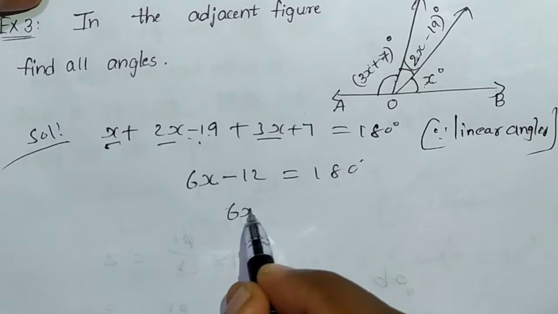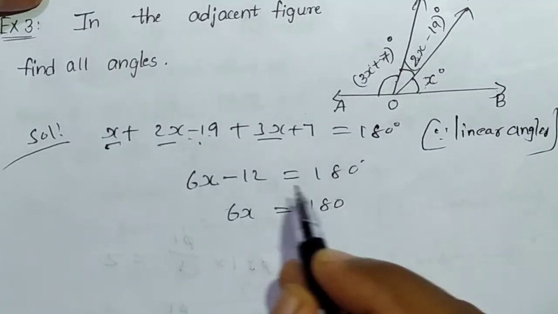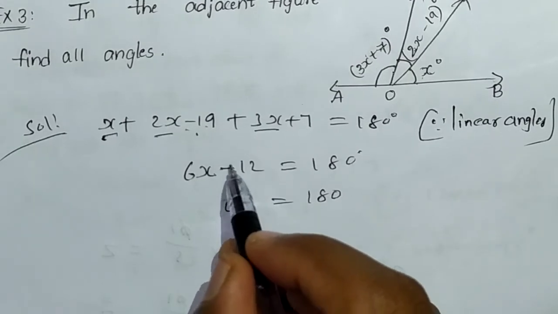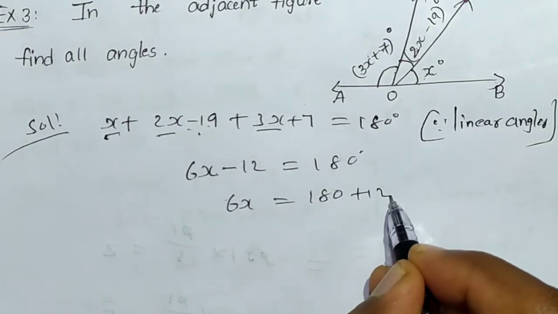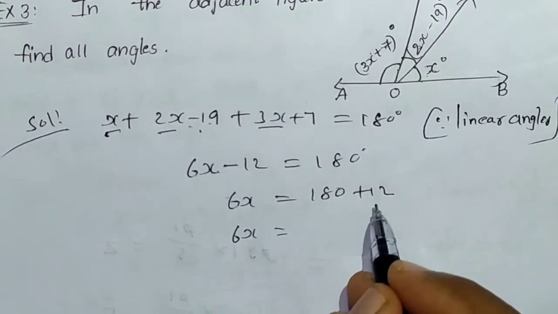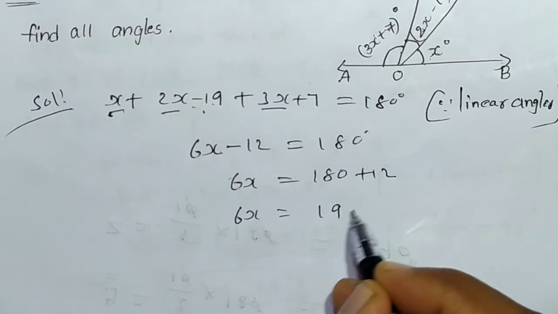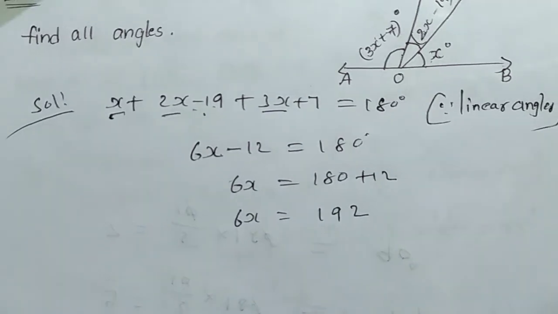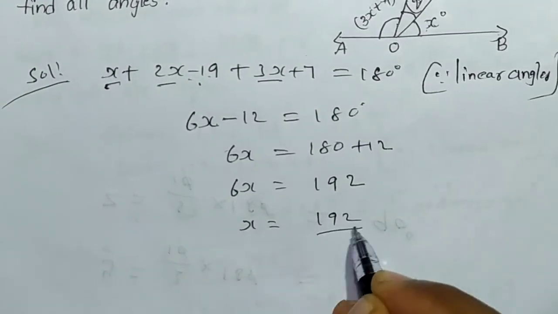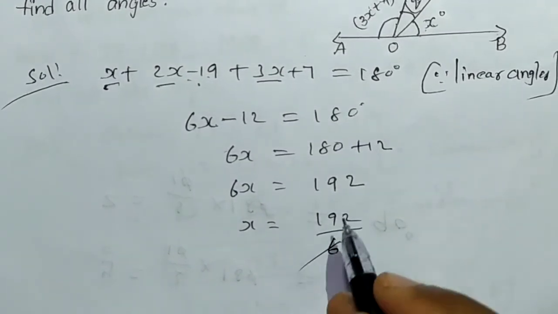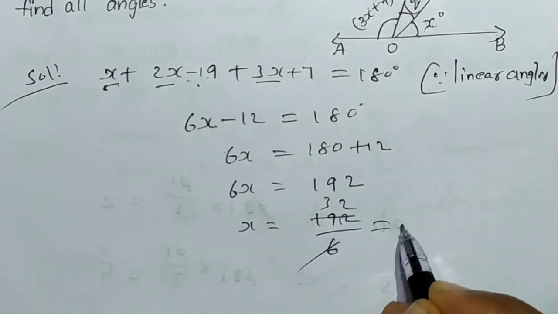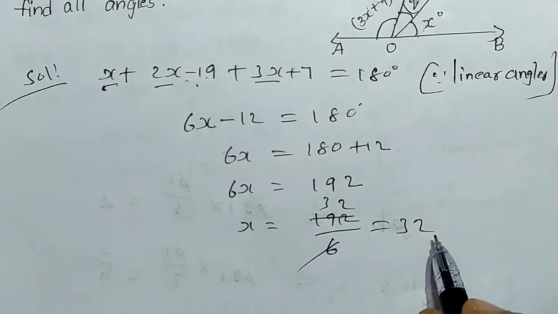Then 6x is equal to 180. The minus 12, transferred from left to right, becomes plus 12. 6x is equal to 180 plus 12, 192, right? Then x is equal to 192 by 6, right? Cancel. 6 1s are 6, 6 3s are 18, 1 is carried, 6 2s are 12, that is equal to 32. x is 32.